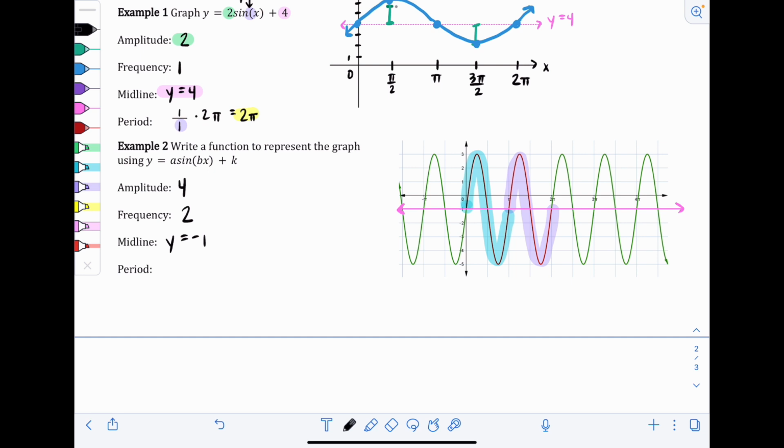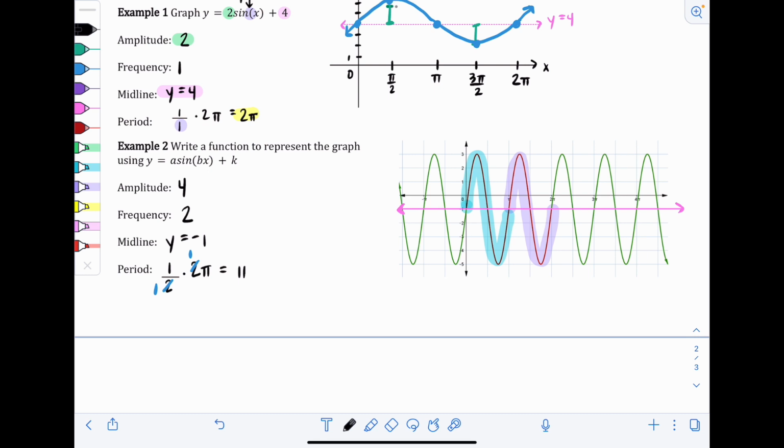And then we can use that formula of 1 over the frequency times 2 pi to get our period, which you can also cross cancel to simplify. So the 2 and the 2, you could divide them both by 2 to get 1. And then it would just be 1 times 1 pi, which is just pi.